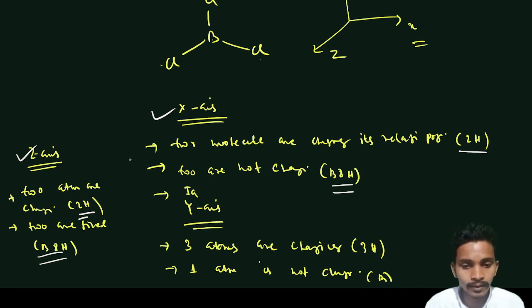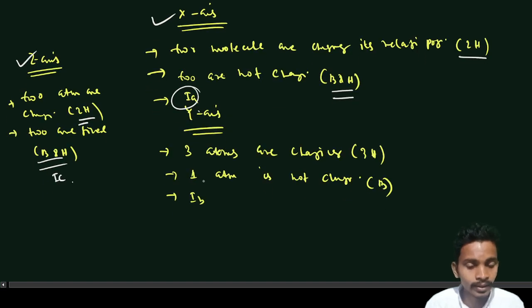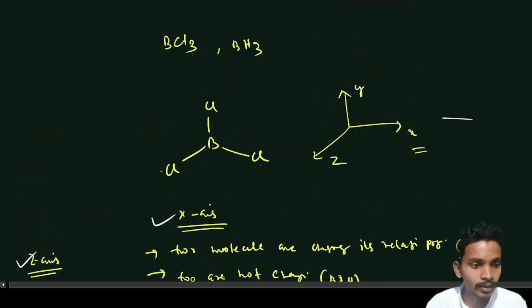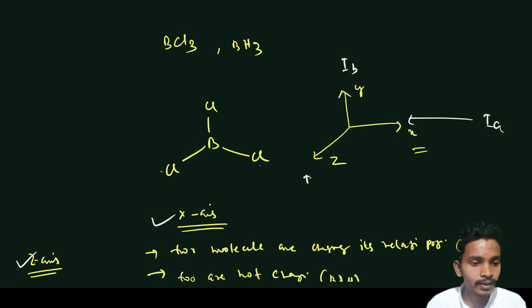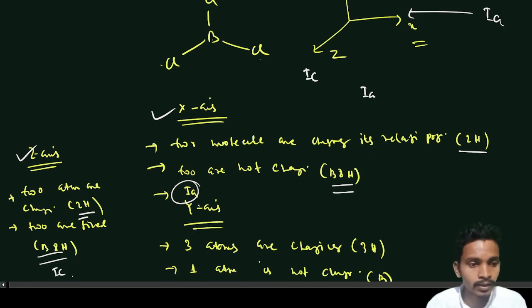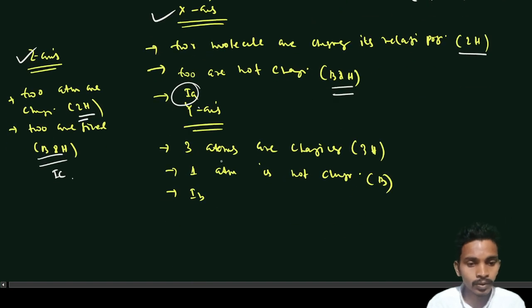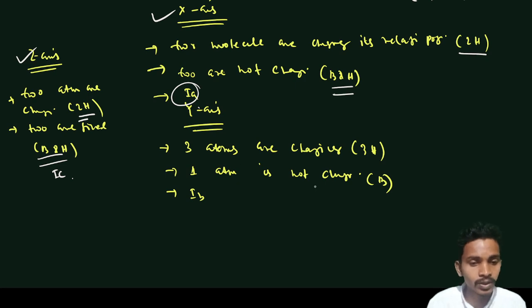It means that if the z-axis is, let's say, IC, and this is IA, then I can say that IA equals IC and is not equal to IB. So if I apply that this is IA and this is IB and this is IC, then what I see is that IA equals IC and not equal to IB. Because here three atoms are changing and one atom is not changing.